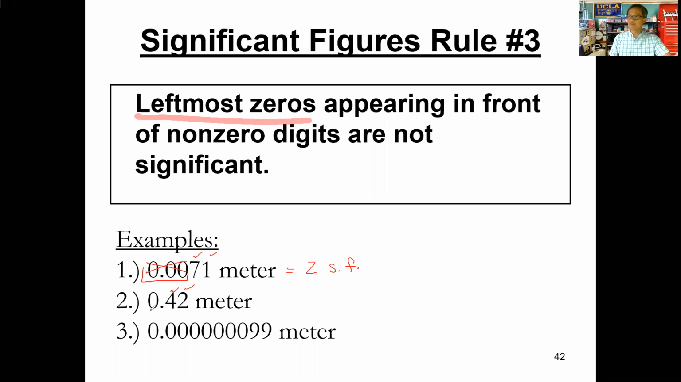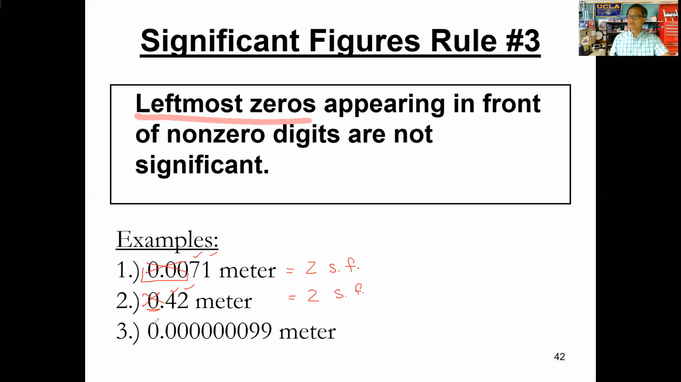We have this 0 here. It precedes the first non-zero digit. It is a leftmost 0. So again, according to rule number 3, that 0 does not count. It is not significant. So therefore, we also have 2 significant figures in the second measurement as well. Okay. All right. And so let's take a look at the third measurement here.